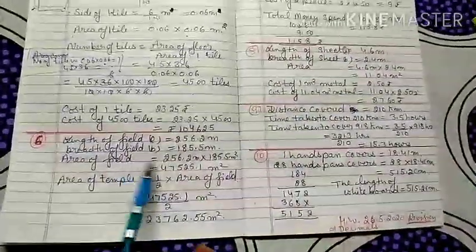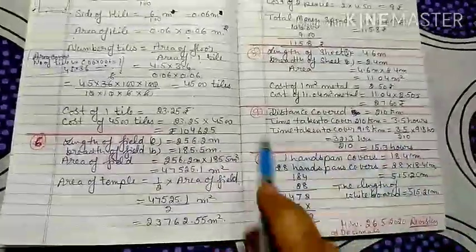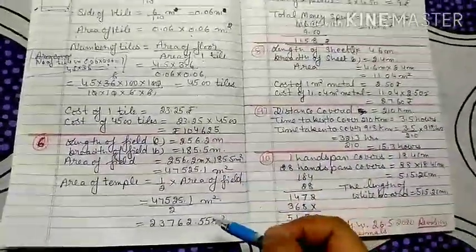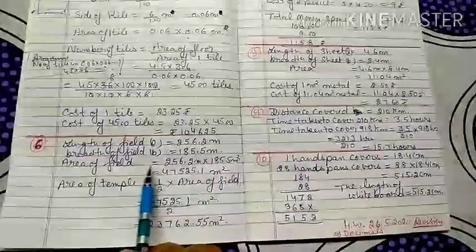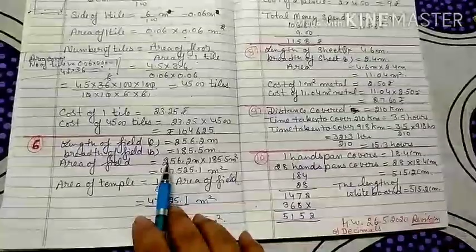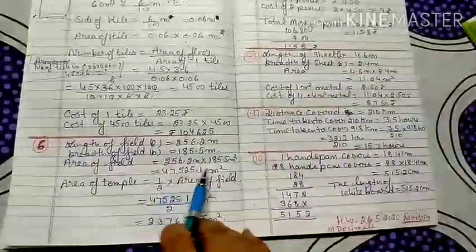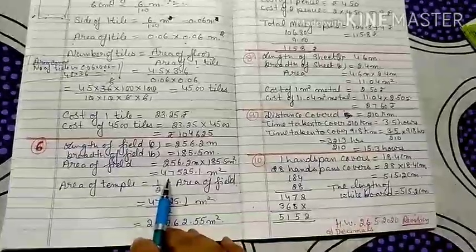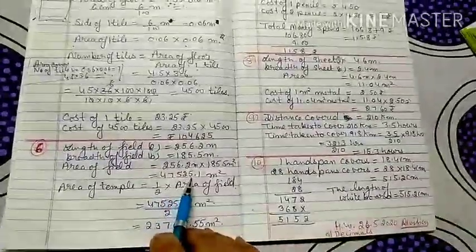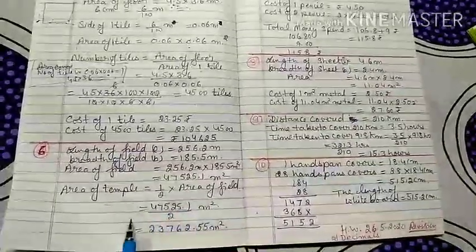In this, first you have to find out the area of the field. Area of temple is half of the area of field, so you have to calculate that. First, for finding the area of the field, you multiply length and breadth with each other: 256.2 meter into 185.5 meter square. When you multiply, that gives you 47,525.1 meter square.